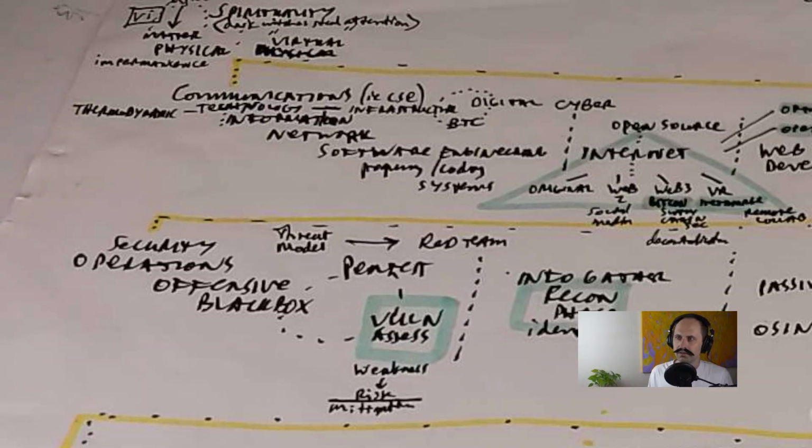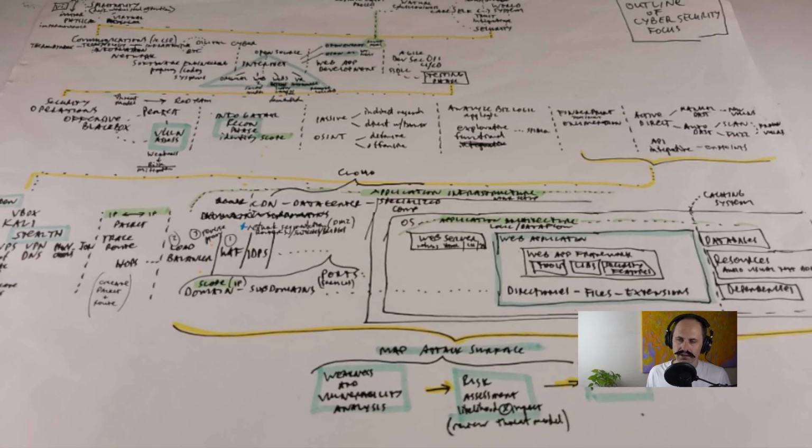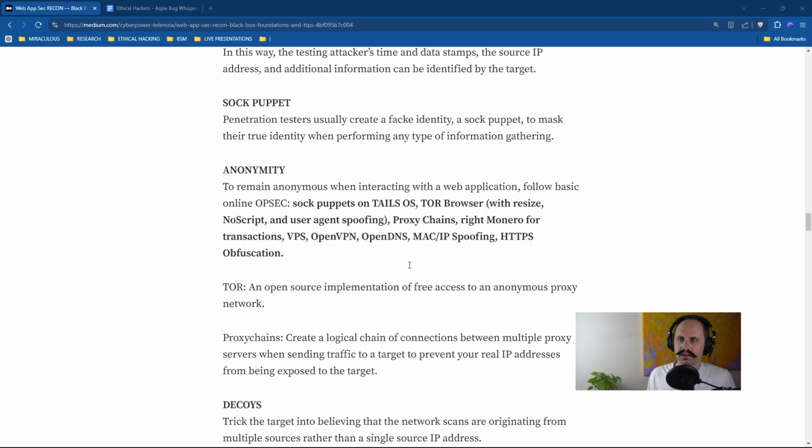Anonymity. To remain anonymous when interacting with a web application, follow basic online OPSEC, operations security. Sock puppets on Tails OS, Tor browser with resize, NoScript, and user agent spoofing. Proxy chains, Monero for transactions, VPS, OpenVPN, OpenDNS, MAC and IP spoofing, HTTPS obfuscation.